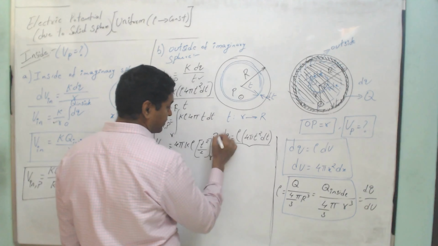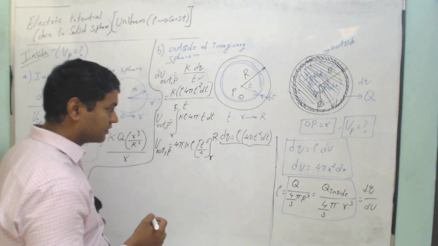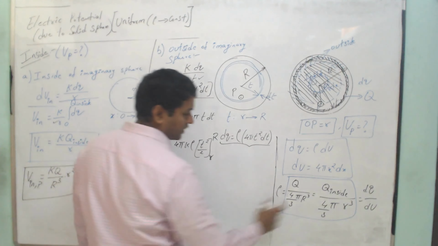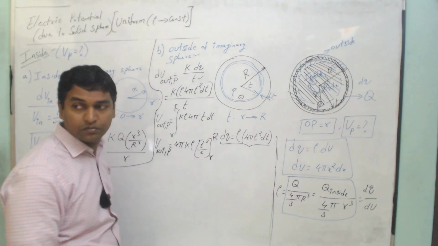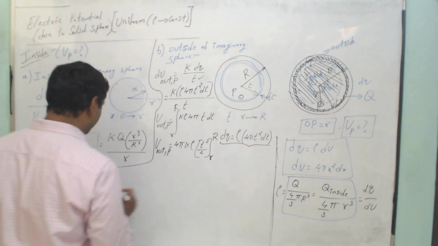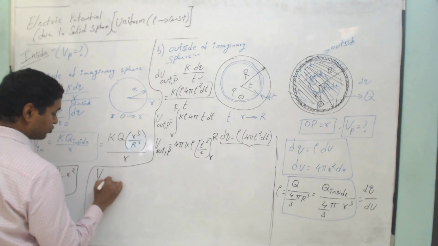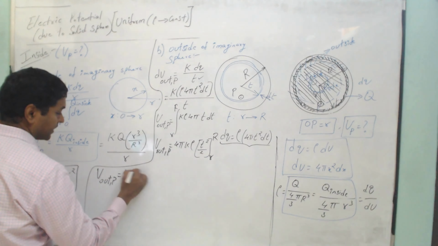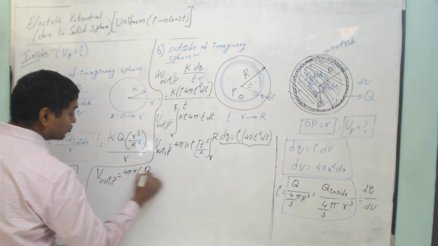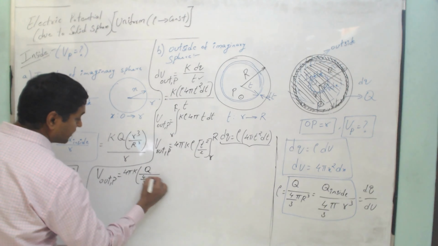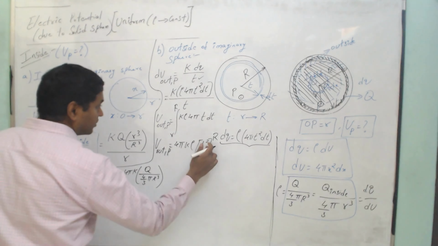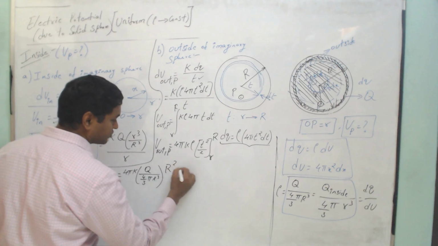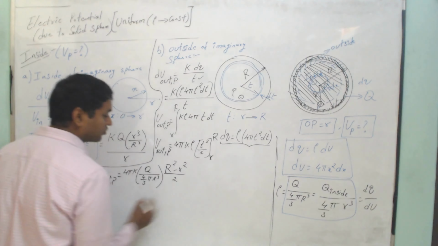From small r to capital R. I'll also have to substitute this rho as capital Q by 4 by 3 pi R cube. So v due to outside material at point P is equal to 4 pi k into rho, which is Q by 4 by 3 pi capital R cube, into upper limit minus lower limit. So I can write it as capital R square minus small r square divided by 2.